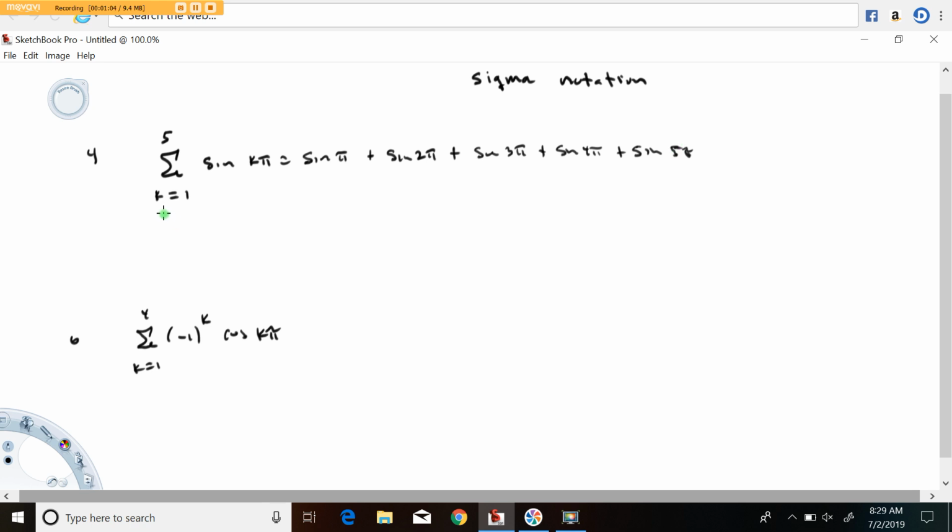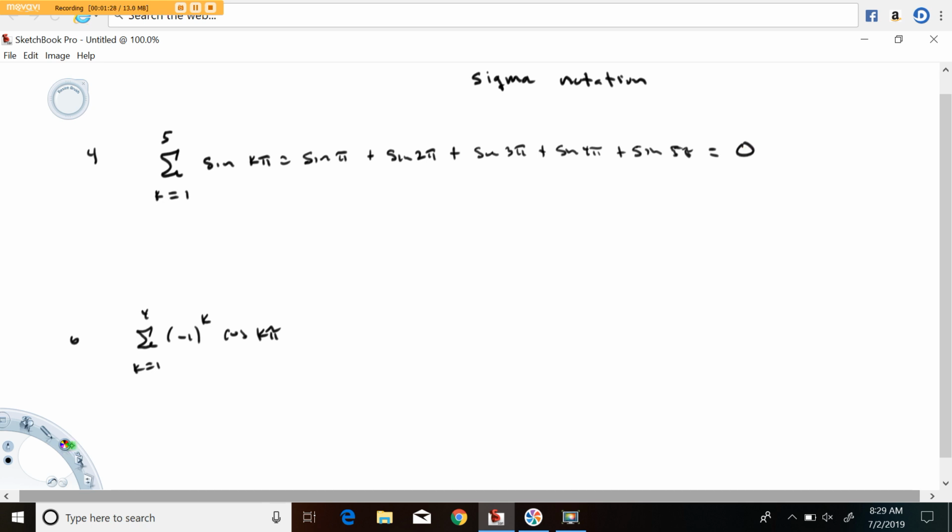What the sigma notation allows us to do is take something like this, and conceivably quite a bit longer. In fact, we'll see examples later where this sum is actually infinitely long, and to write it in a nice compact form. Now to finish up this example, sine of pi is 0, sine of 2 pi is 0, sine of 3 pi is 0. These are all zeros, so I'm just going to put a 0 and move on to the next one.